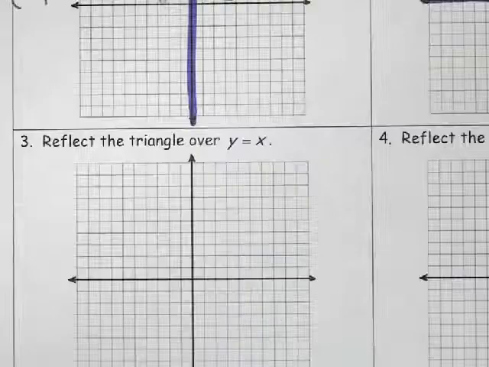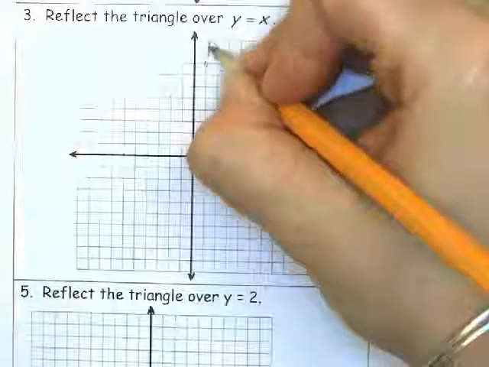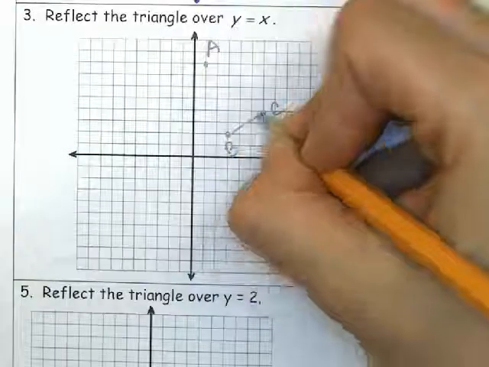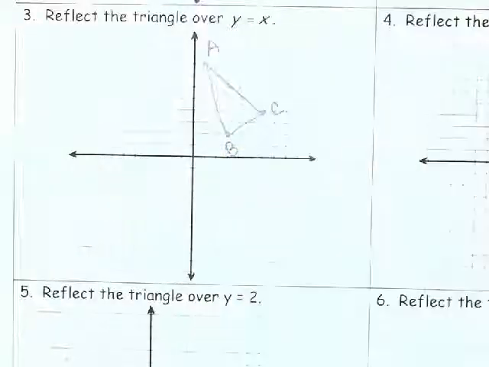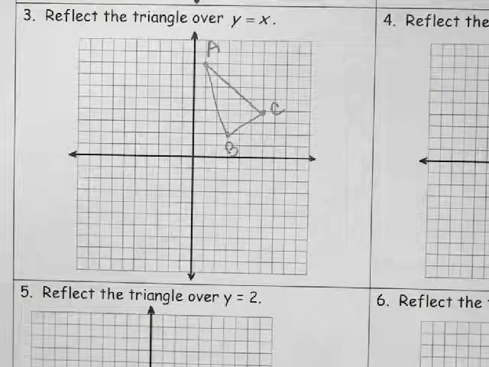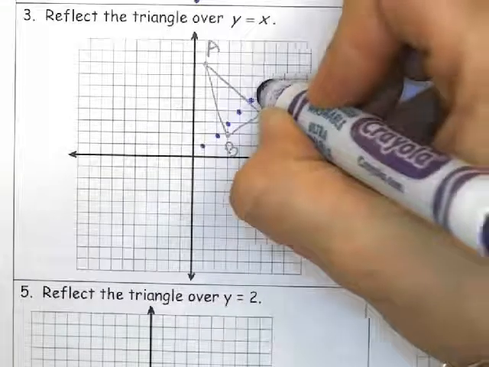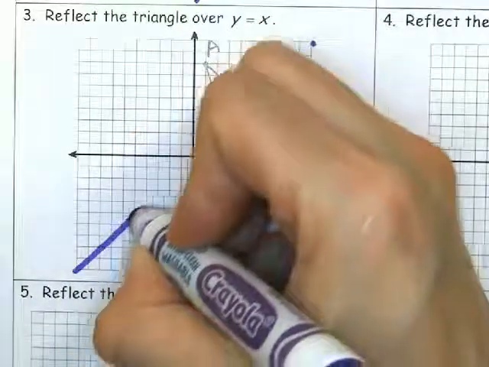Now as far as the next couple ones, they're not too bad. We're going to do a reflection over y equals x. So again, I'm going to plot that same triangle again. A, B, C. Now here we have to be slightly careful because y equals x is again the diagonal line that goes through the origin and has a slope of rise of 1, run of 1. So we're looking at this diagonal line here. I need to reflect it over this diagonal line.